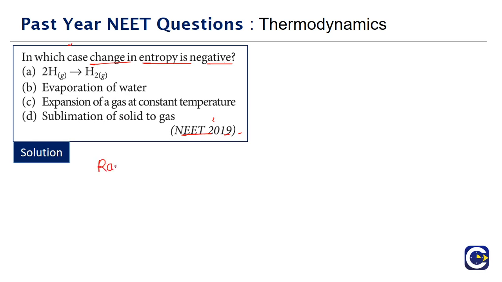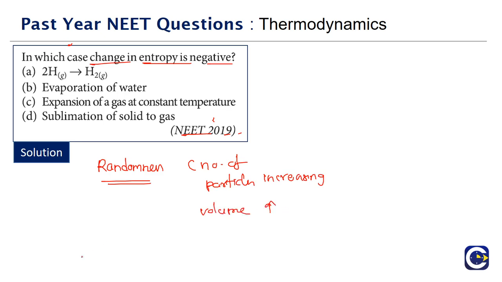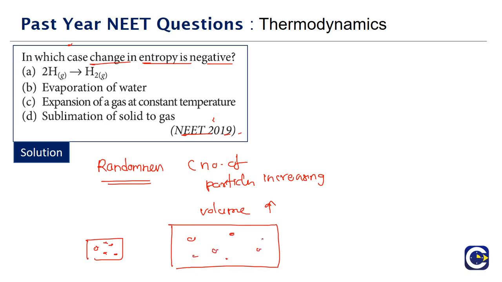Entropy represents the randomness, the energy associated with the randomness of the particles. Generally, entropy increases when the number of particles increases, especially in gases or liquids, or when the volume increases. Volume increasing means what? If we confine particles to a small volume, they can only move within that segment of volume. If we give a higher volume, the randomness will be more.